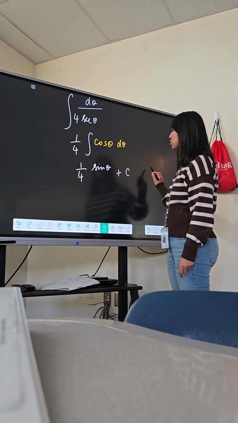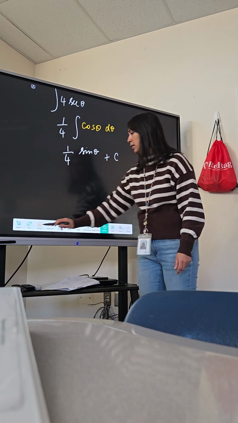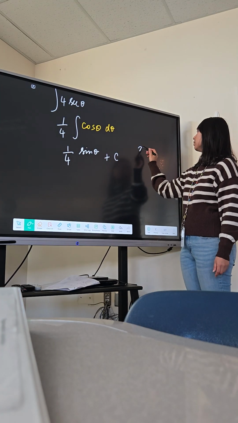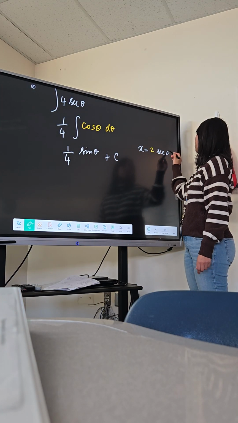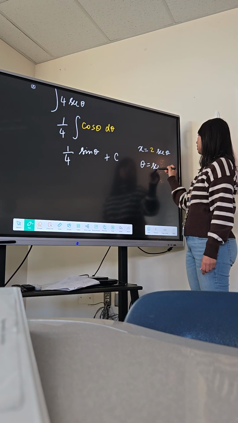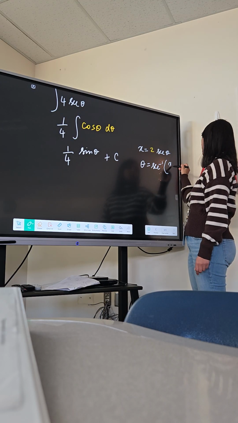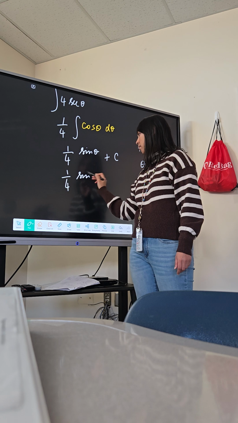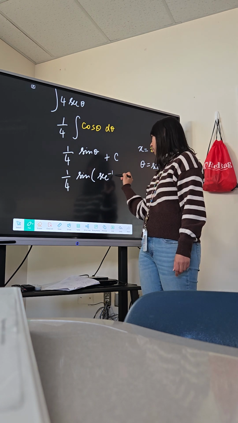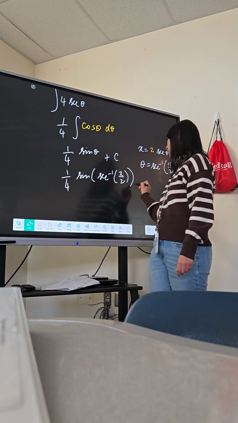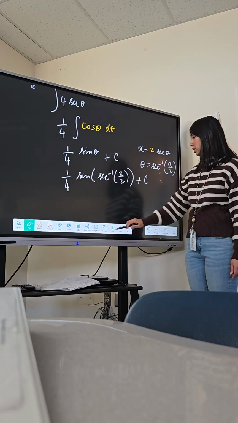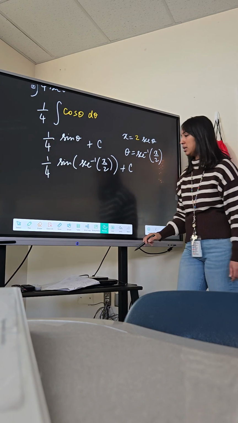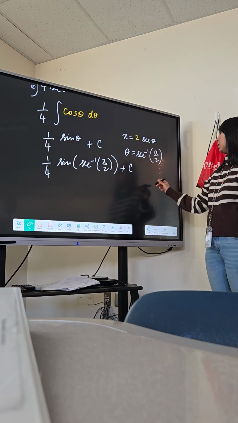Obviously, our answer should be in all x's. So what did we substitute for x? 2 secant theta. So theta would be secant inverse of x over 2. And then what do we do? We can't leave it like this. Triangle.